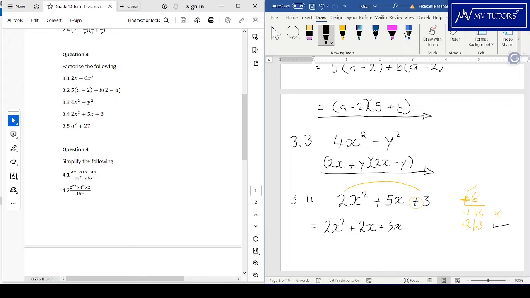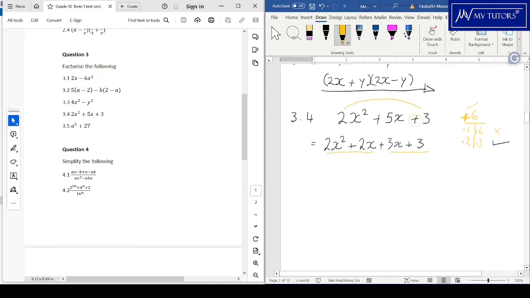2x plus 3x, they give me 5x, right? So I'm just rewriting, and then I write this last part, plus 3. Now I will factorize these two together, and then I'll factorize these two together as well. All right, so watch this.